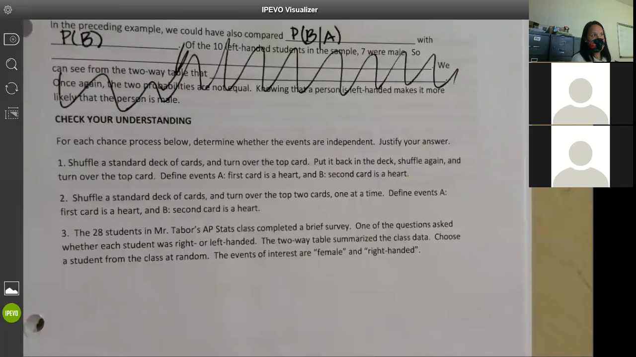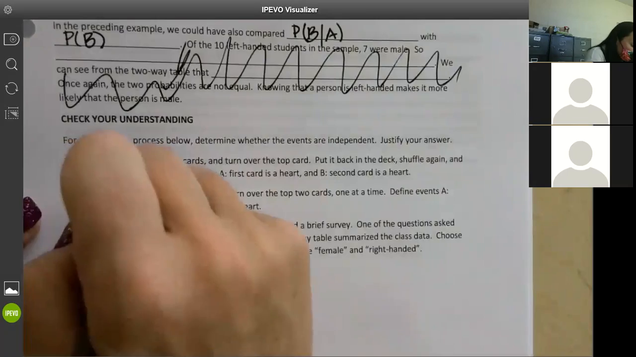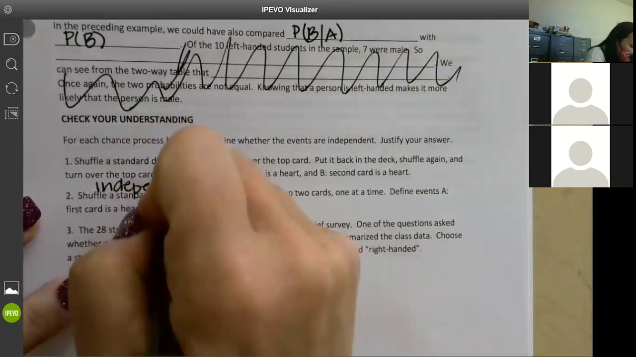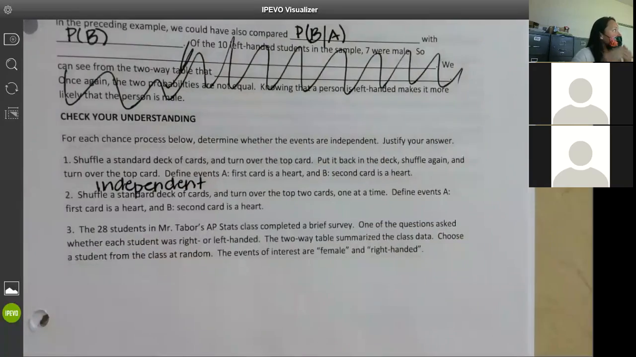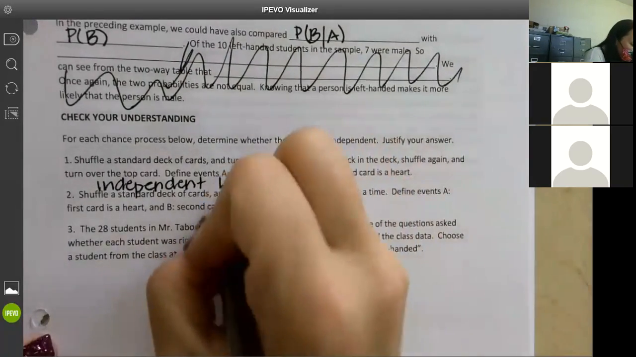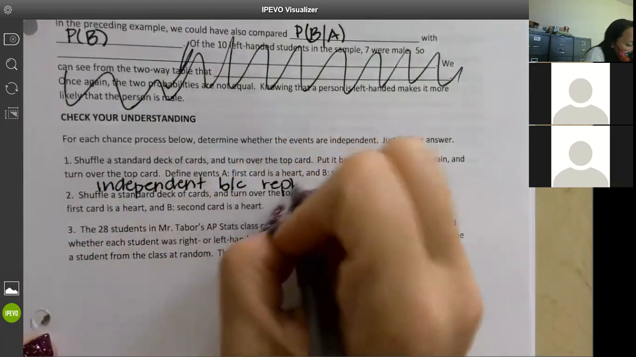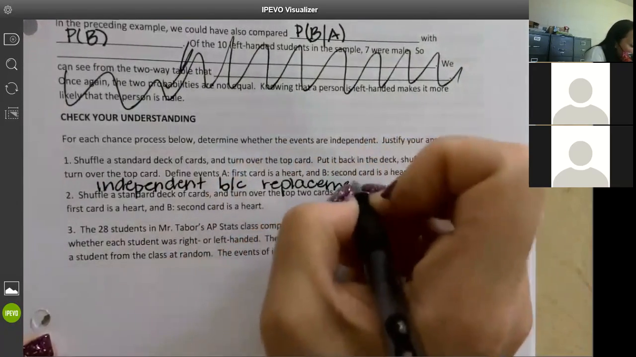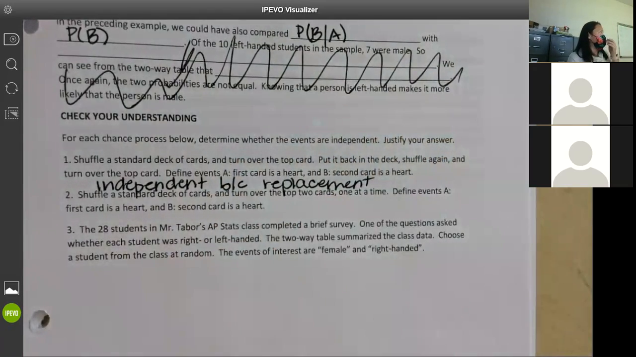Put it back. So what are the chances that the second card is a heart? 13 out of 52. I didn't change them, right? It's just like the coin flip. So are they independent or not? They are independent. They have the same probability. I just told you that 13 out of 52, 13 out of 52. Why is that the case? Because we replaced them. Now, if we would not have replaced it, would they be independent? No, because then it would change to 12 out of 52.